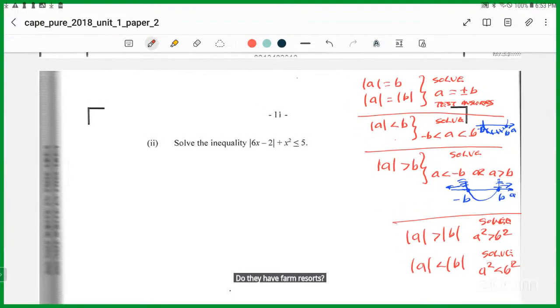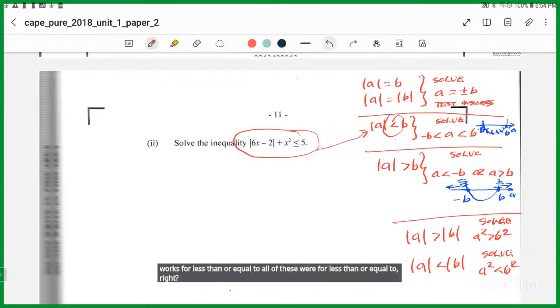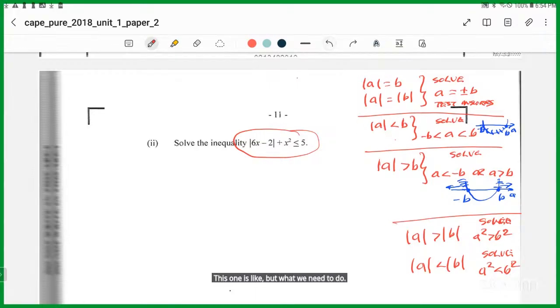So this one can become that. That's a less than sign. Works for less than or equal to. All of these work for less than or equal to, right? Whether less than or less than or equal to. But what we need to do is transpose this x over here first, right? So we have the modulus alone on one side. So this one relates to this up here, and we leave an R on it. That's the one it relates to right now.